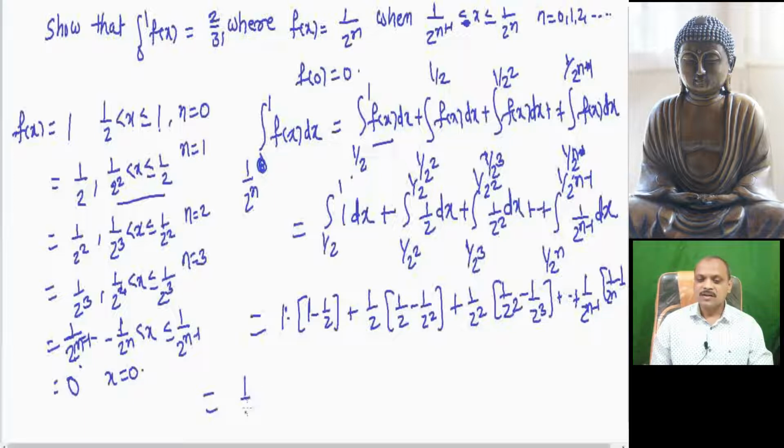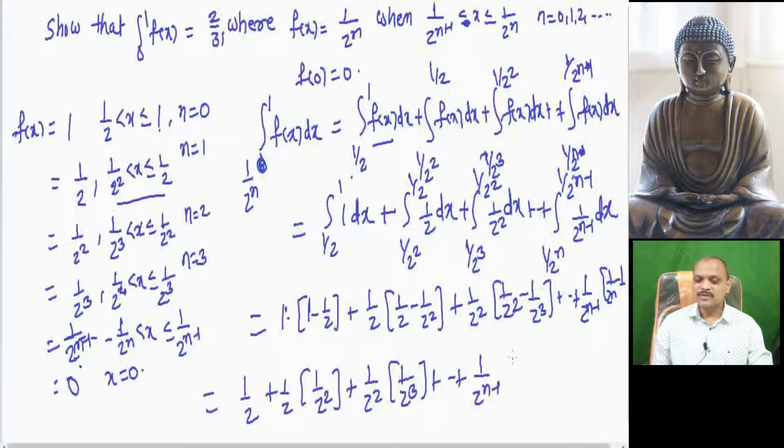Or this is 1 by 2 plus 1 by 2, and here 1 by 2 minus 1 by 2 square, this is 1 divided by 2 square, plus 1 divided by 2 square, here 1 divided by 2 raised to 3, plus 1 divided by 2 raised to n minus 1, and we get here 1 divided by 2 raised to n minus 1.